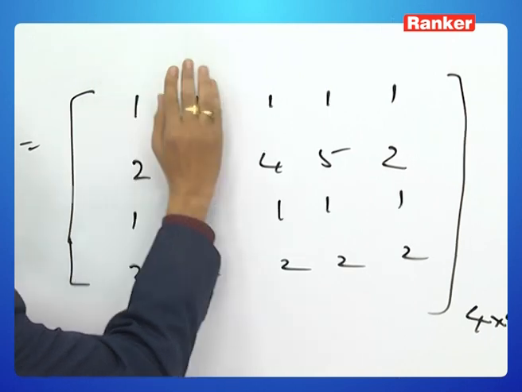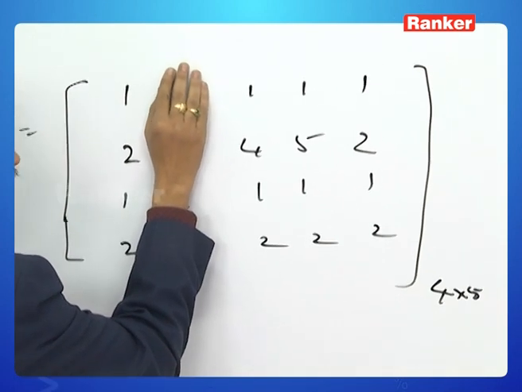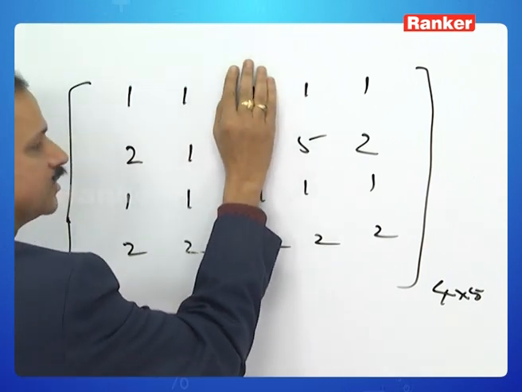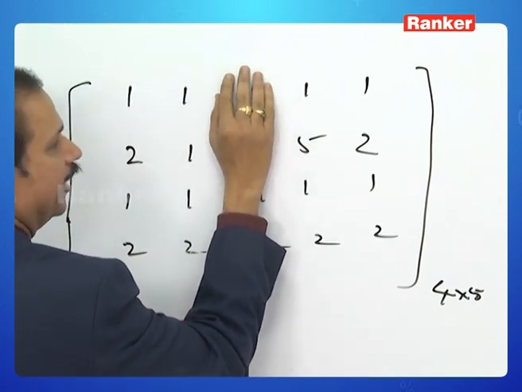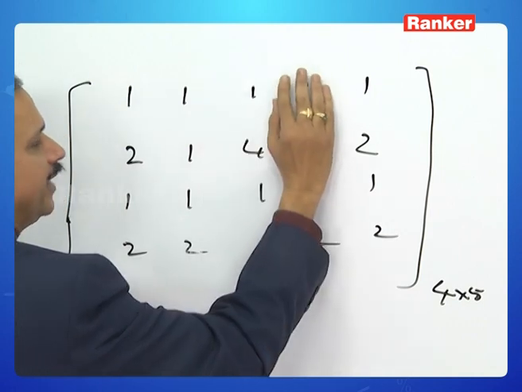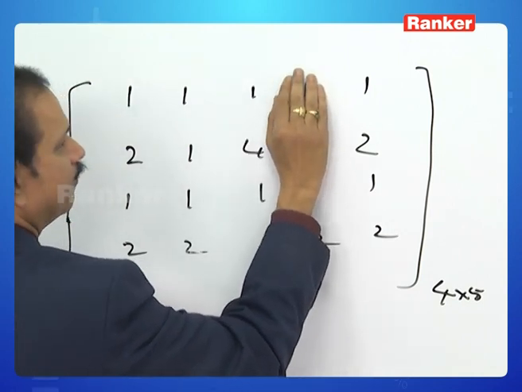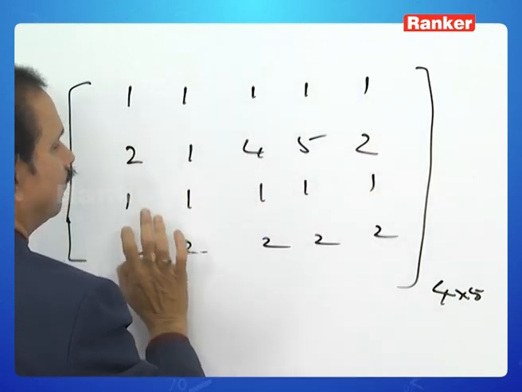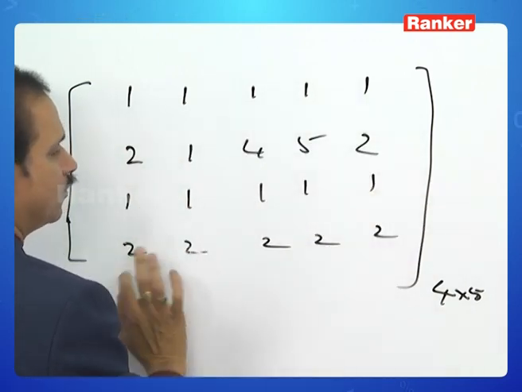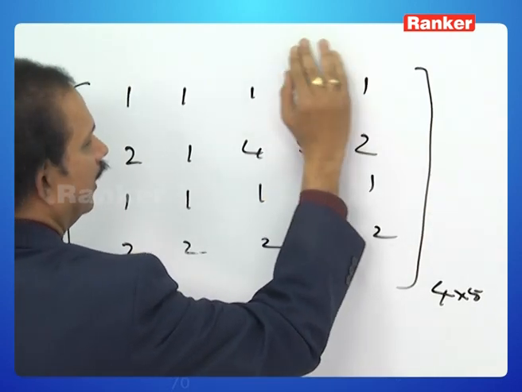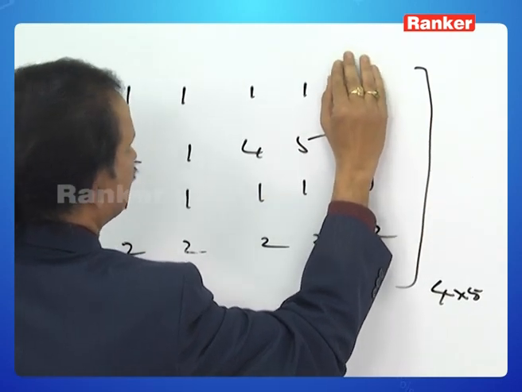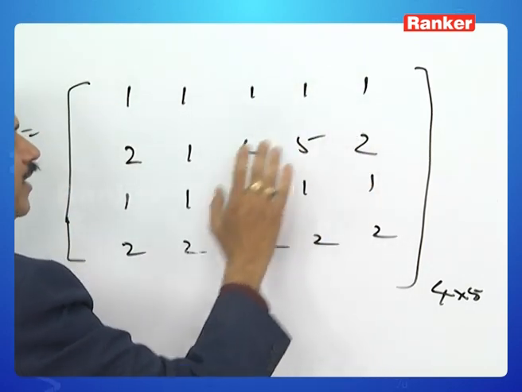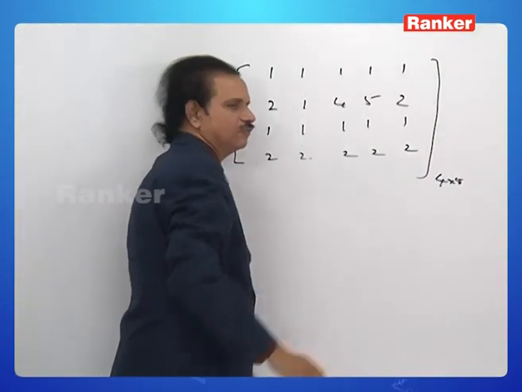This is one of the 4 by 4 ordered minors. It is 0. Another. Again 0. You observe? First row, third row same. Next one, omit this. Again 0. Omit this. What is the 4 by 4 minor? 1, 1, 1, 1. 2, 1, 4, 2. 1, 1, 1, 1. 2, 2, 2, 2. 0. Again the last minor. Remove the 4th column. 1, 1, 1, 1. 2, 1, 4, 5. 1, 1, 1, 1. 2, 2, 2, 2. Again it is 0.